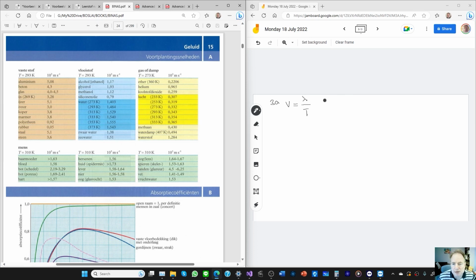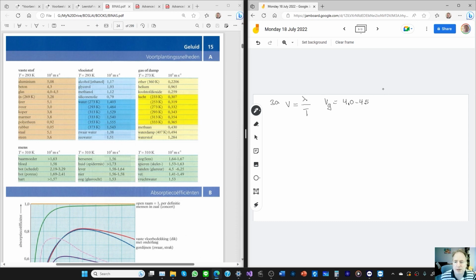So v glass is, it's a range. That's probably because glass is probably not so well defined. And we look at it at 293 Kelvin, so at room temperature, times 10 to the power 3 meters per second at room temperature. And water, we look under the liquids. And also let's look at the same at room temperature.